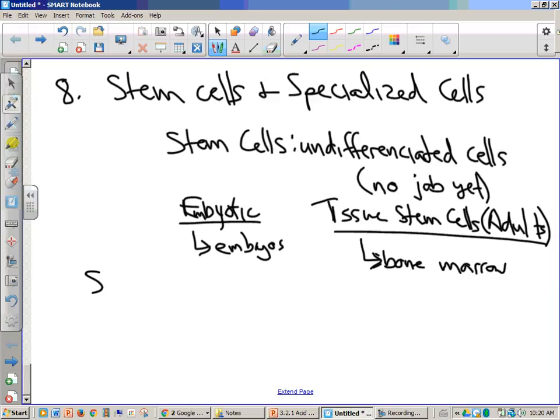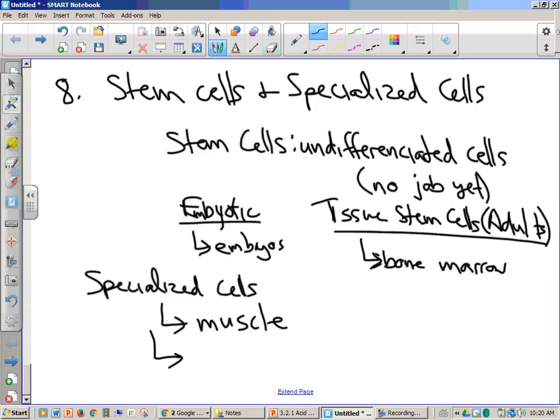Specialized cells. And I am not going to write down what their jobs are, but yesterday we put in our note, there was about 5 or 6. What are the different types of specialized cells in our bodies? What are types? Give me one. Muscle cells.